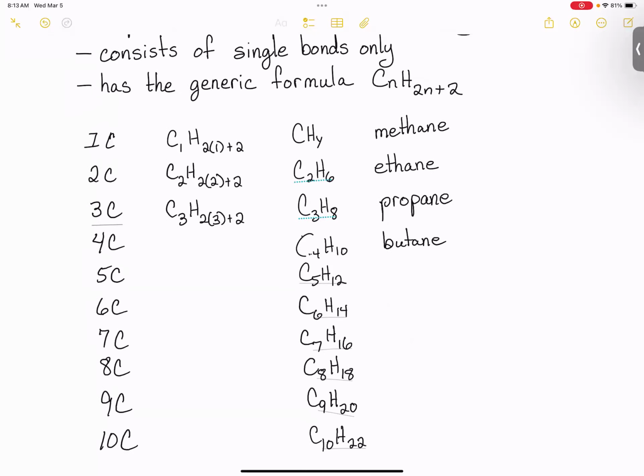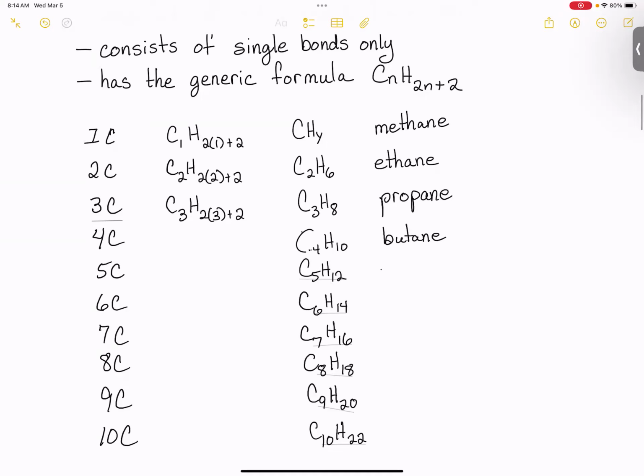Once you get past butane, it actually becomes easy to name them because the prefix of the compound is going to be related to a geometric shape. So, for example, there are 5 carbons in the next compound. A 5-sided structure is called a pentagon. Well, a 5-carbon alkane is called pentane.